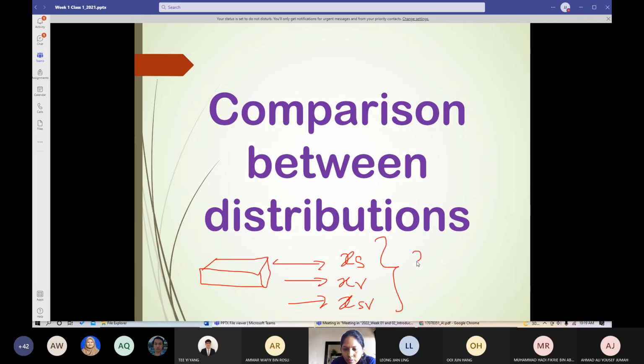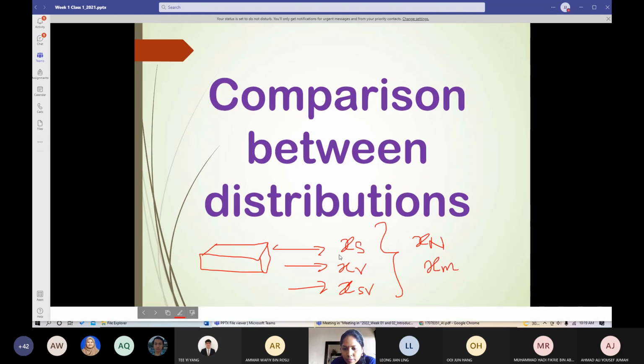Okay, there's more to it. You could also have X numbers. You could also have X mass.